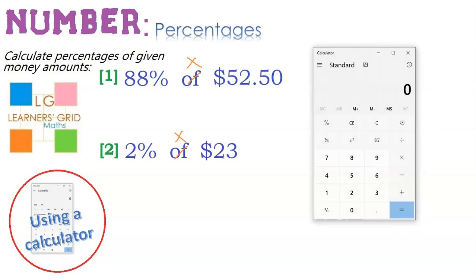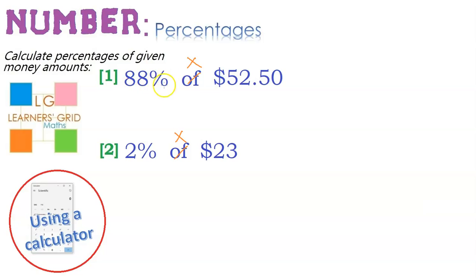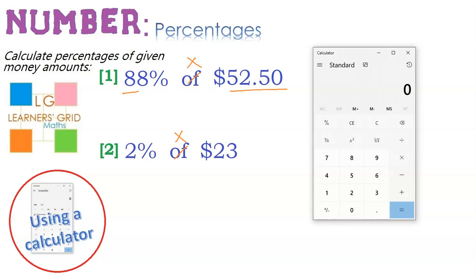All you have to do is type in these amounts, these values, if you like, sorry, and then push the percentage button. Okay, so this is how you do it. 88 multiplied, that's what it means here, 52.5. You can type 50 if you like, won't make any difference. Push the percentage button and equals. And there is your answer, 46.2.